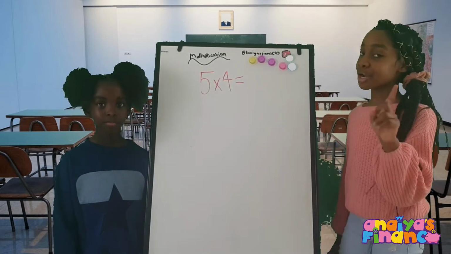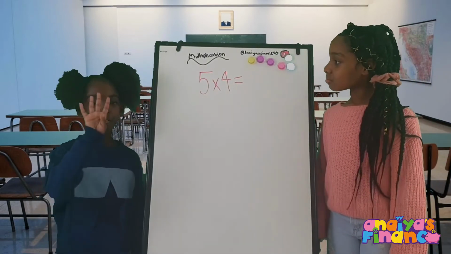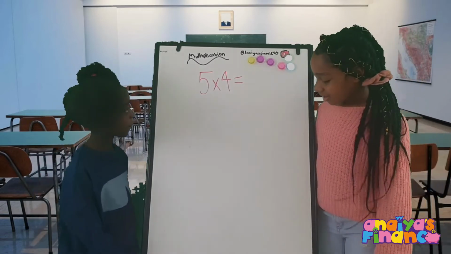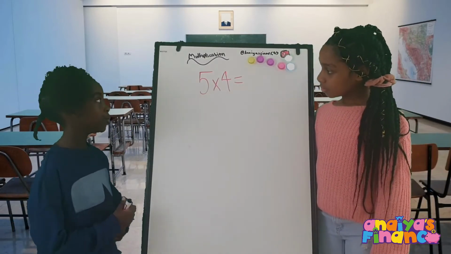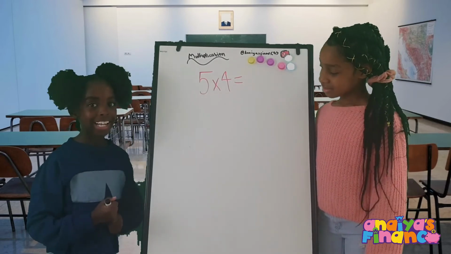Let's do one more. Okay, let's do 5 times 4. Okay. So what we would do is 5 across and 4 columns going down.